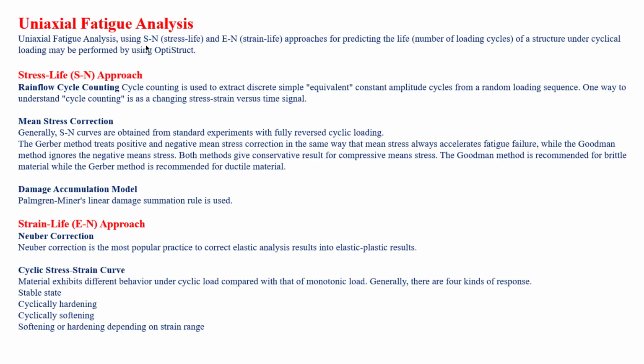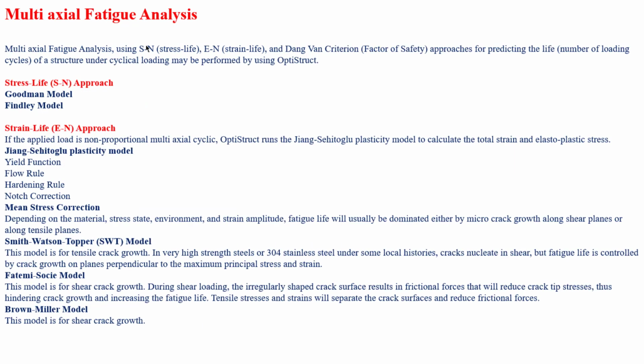Next one is the damage accumulation model. We have the Miner's linear damage summation rule, Miner's rule, that I'll explain later. These are the things when it comes to uniaxial fatigue analysis in stress life. When it comes to strain life, we have the inverse correction model and the cyclic stress strain curve directly. There we have the cyclic hardening, softening, everything taken into account. So these are the two things we need to remember when it comes to uniaxial loading conditions.